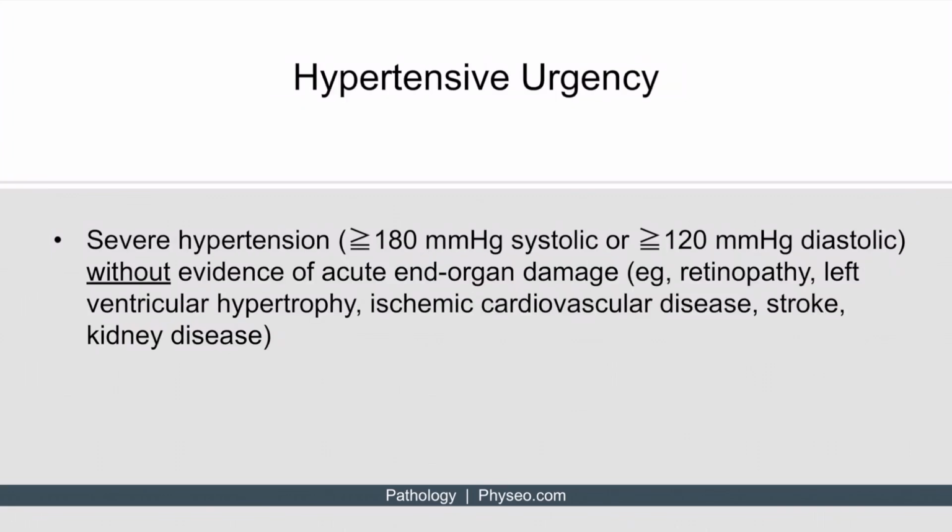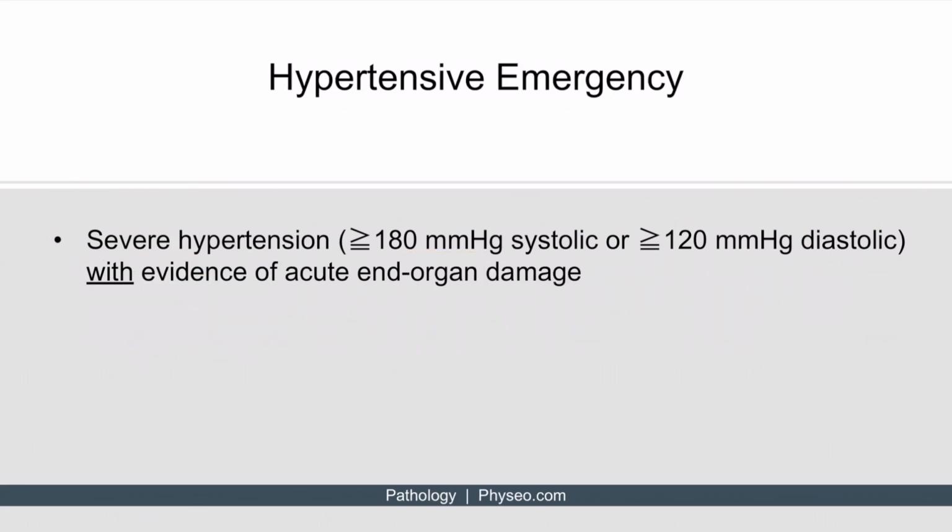Hypertension can also be classified as hypertensive urgency or hypertensive emergency. Hypertensive urgency is severe hypertension classified as greater than 180 systolic or 120 diastolic without evidence of acute end organ damage. End organ damage can refer to many conditions such as retinopathy, left ventricular hypertrophy, ischemic cardiovascular disease, stroke, or kidney disease, just to name a few. On the other hand, hypertensive emergency is severe hypertension with evidence of acute end organ damage.